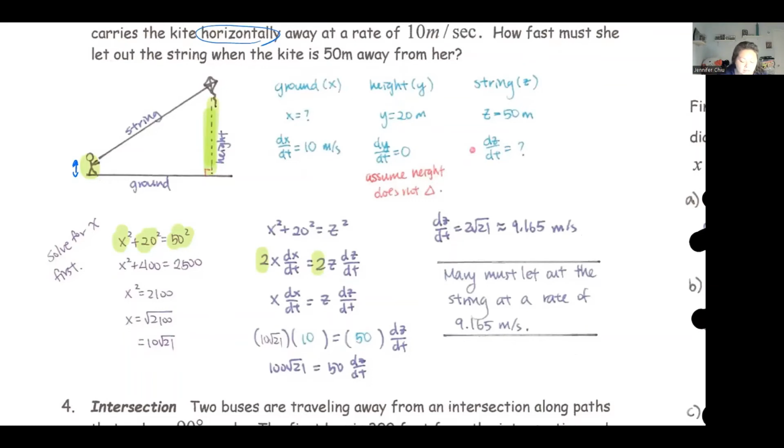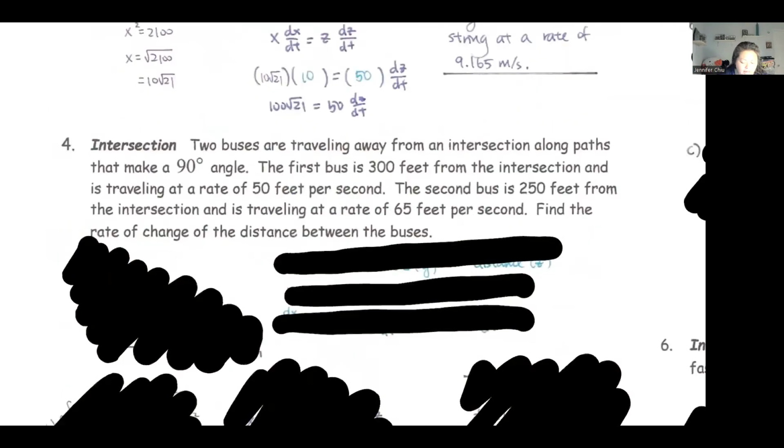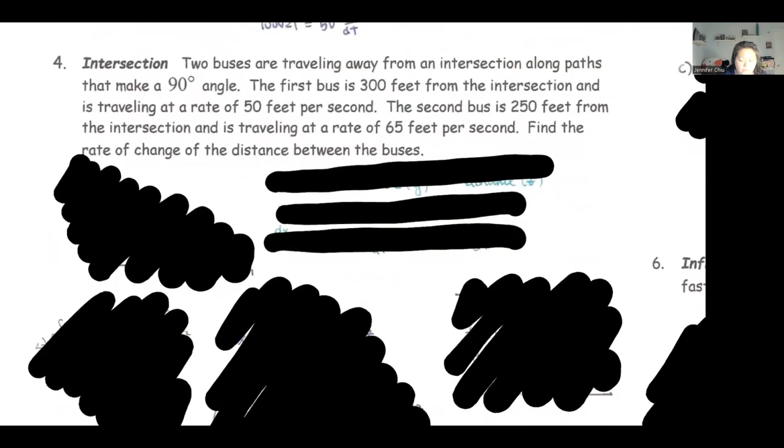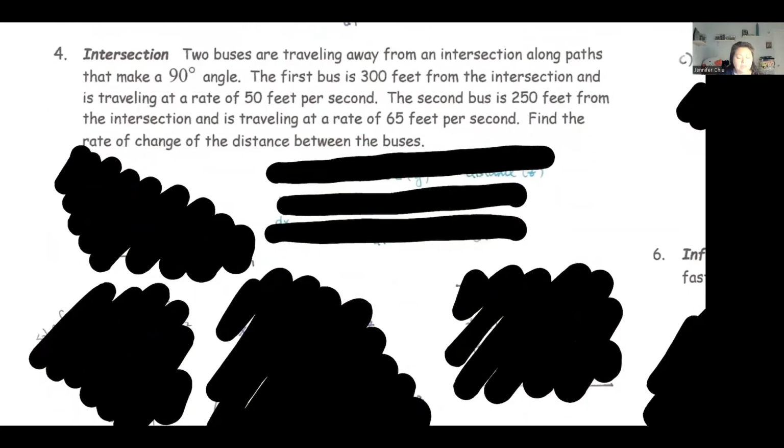Okay. All right, another situation here. I have an intersection. 2 buses are traveling away from an intersection along paths that make a 90-degree angle. So you have one going up, one going across, or vice versa, any of the corners, right? The first bus is 300 feet from the intersection, traveling at a rate of 50 feet per second. The second bus is 250 feet from the intersection, traveling at a rate of 65 feet per second.